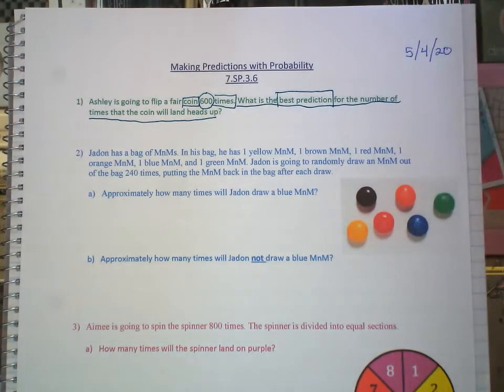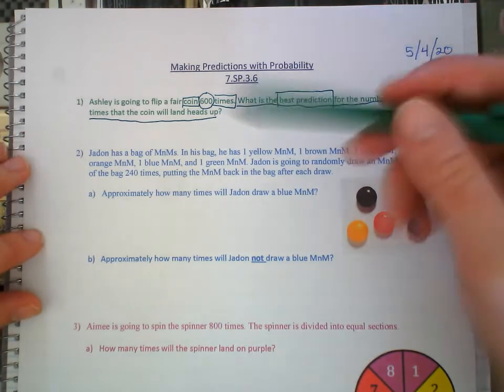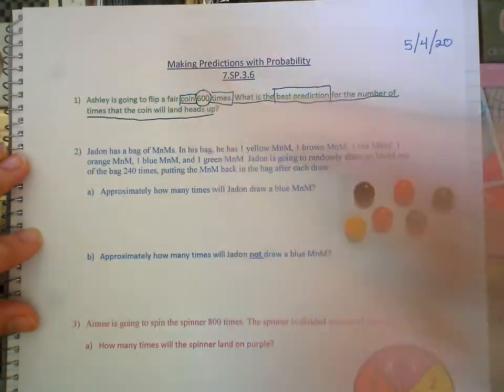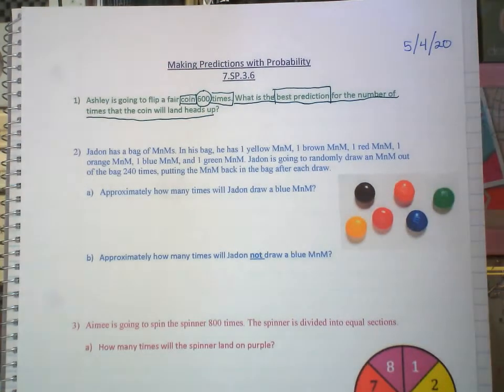If I were writing this in my own notebook, I would just write flipping coin 600 times, and then I would write probability heads up. This one might be more common sense to you. You might be like, okay, there's heads and tails, two sides. She's flipping it 600 times, so half the time she's going to get heads, half the time she's going to get tails. And you might be done with it.